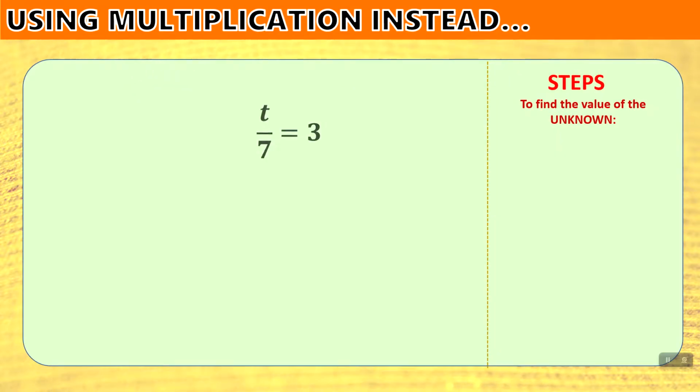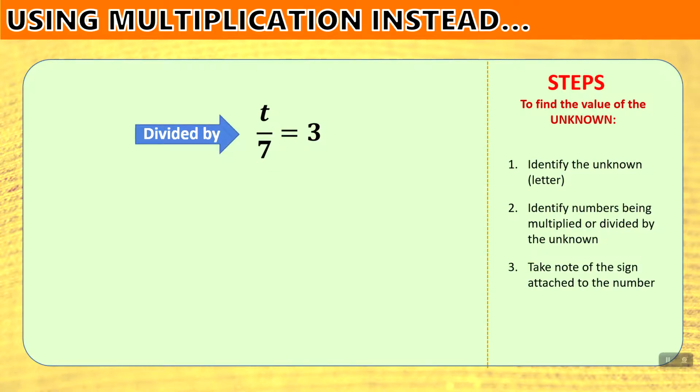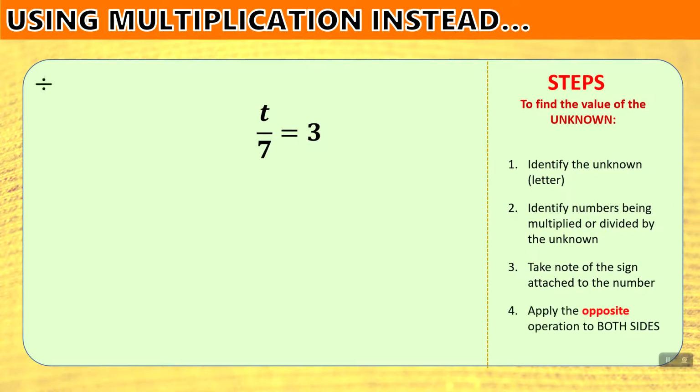And now you try one. T divided by 7 is 3. The unknown is t. T is being divided by 7, and so we have to get rid of the 7 in order to leave t by itself to solve for t. Of note is that the line between the t and the 7 really means divided by. And so to undo division, we use multiplication. And so we rewrite t over 7 equals 3, and we multiply both sides by 7 so that the 7's on the left cancel out. That leaves us with t equals 3 times 7, which is 21.